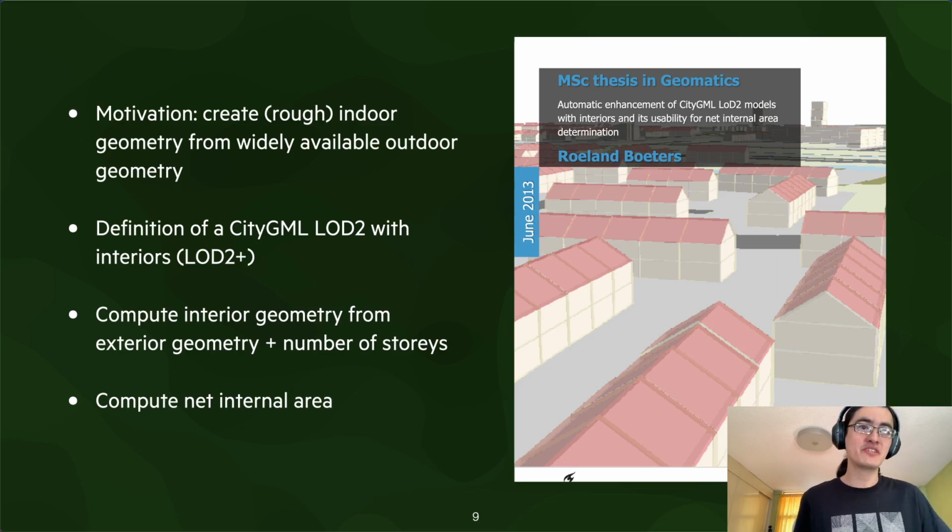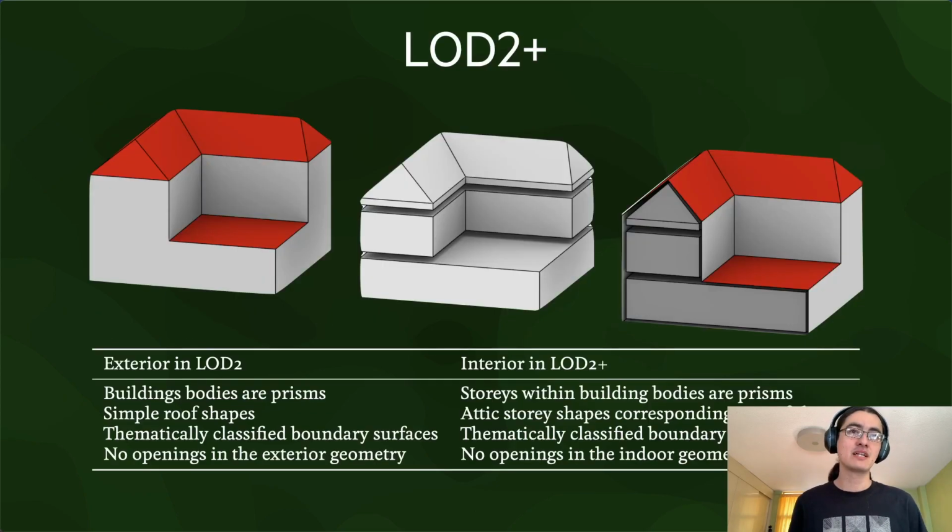The idea of this thesis was to do 2 things: to define a sort of basic interior representation that just models stories, which is useful for some applications, and also to generate these automatically by looking at the exterior geometry plus a very simple attribute that says how many stories you have, and to use this to compute the net internal area, which is used in the Netherlands for taxation, for instance. I will explain this in a bit more detail later.